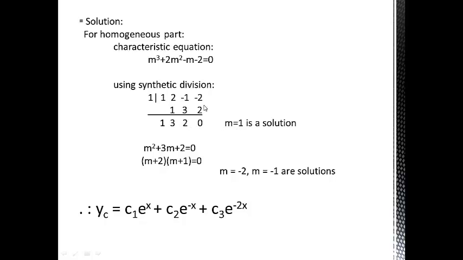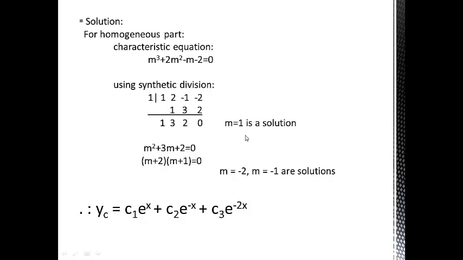After doing synthetic division, we are left with the equation m squared plus 3m plus 2 is equal to 0, which is easily factorable to m plus 2 and m plus 1 is equal to 0. And then we get m equals -2 and m equals -1, which are solutions for this equation.